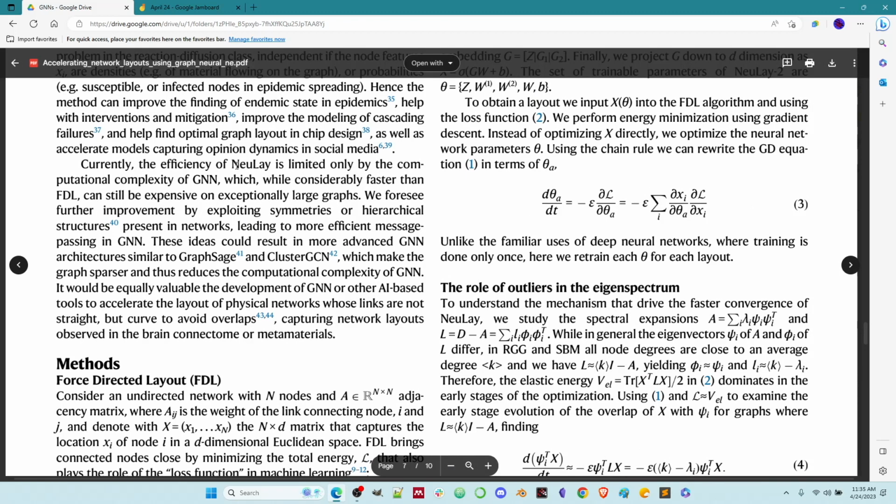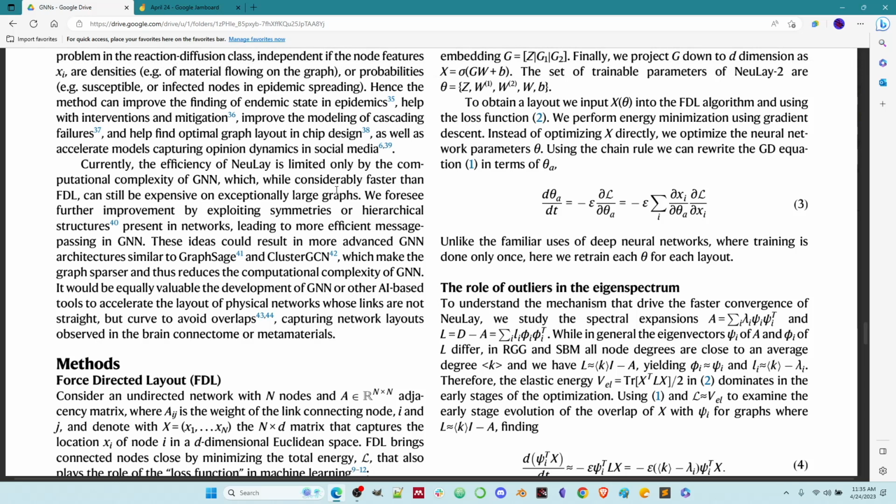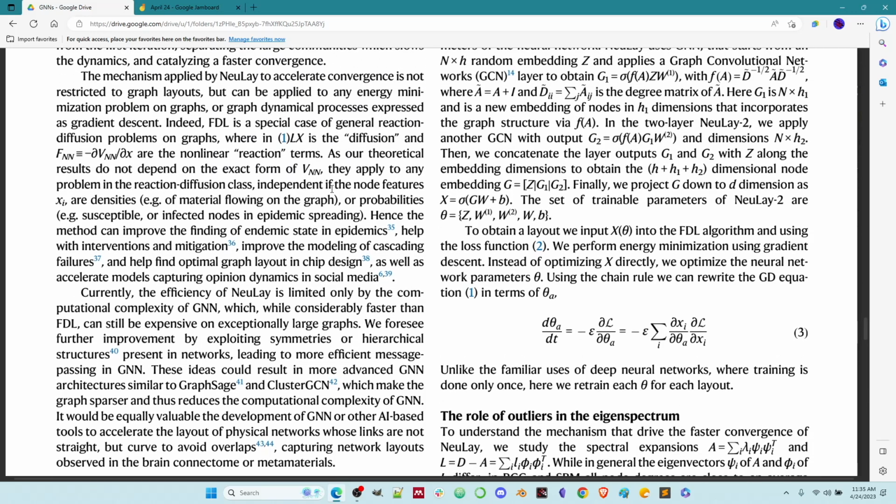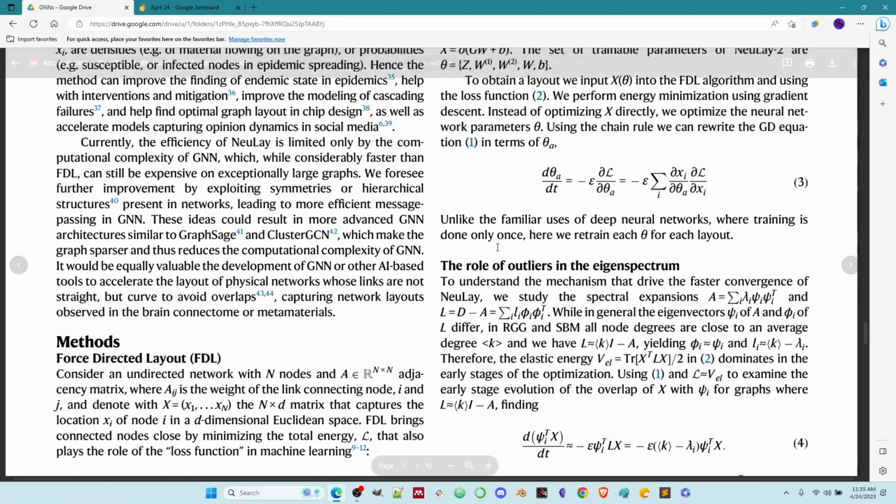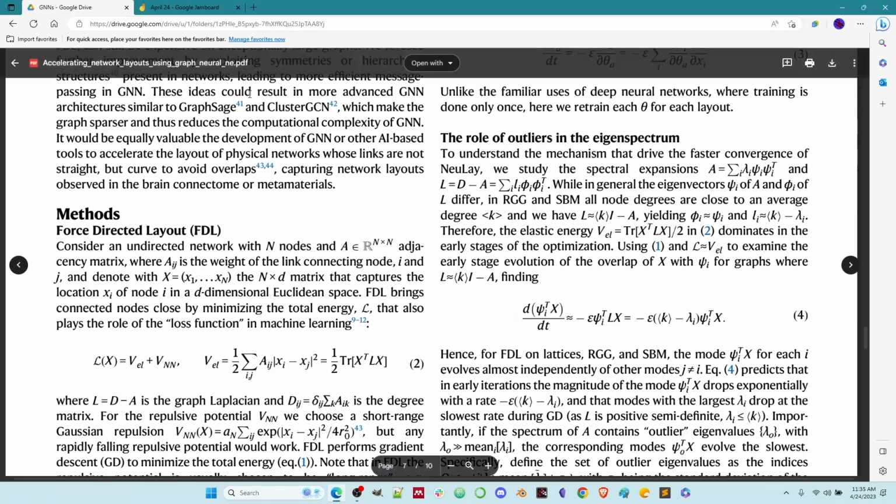Currently the efficiency of Newlay is limited only by the computational complexity of GNN, which, while considerably faster than FDL, can be expensive for exceptionally large graphs. So this is something you have to consider when you have very large graphs, the computational costs. And we still run up against these problems, but especially with graphs, because you're dealing with these huge combinatorial problems. And so maybe good sets of heuristics is the way forward, like we have with phylogenies, but maybe also just having better algorithms. They don't really talk too much about the future directions here, but they do give some of the mathematics behind their methods.